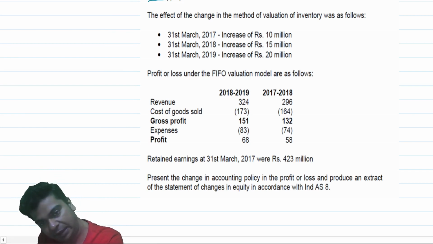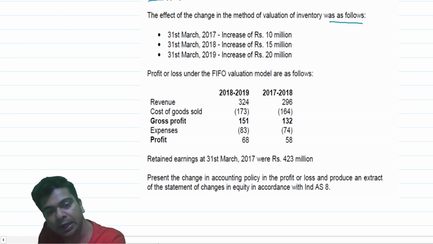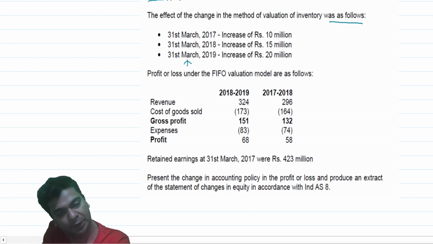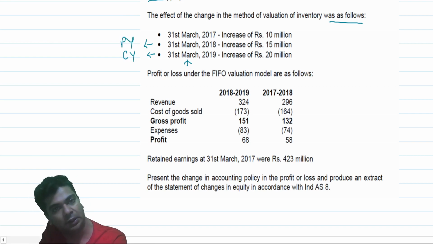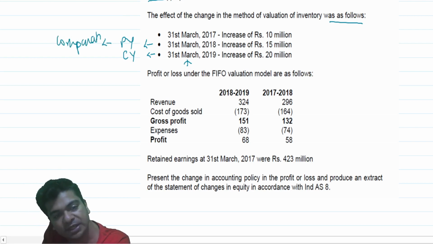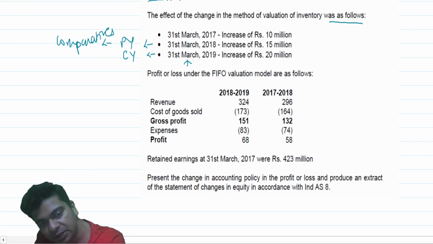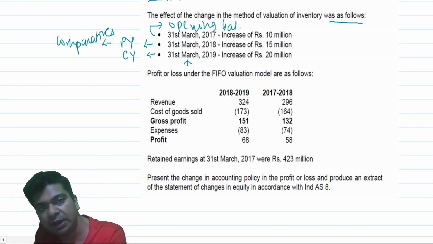They are saying that the effect of change in the method of valuation of inventory was as follows. Current year is 31st March 2019. Okay, this is considered to be the current year. This change will be given effect to in the current year. 31st March 2018, now that's your previous year. This previous year information will be utilized to update, or I will say to restate, your comparatives. And this is for 31st March 2017. This will affect the opening balance.